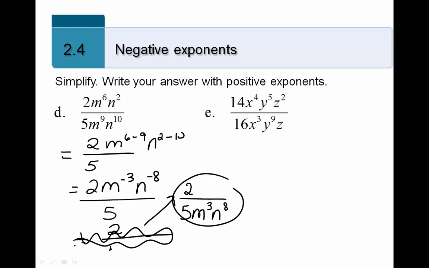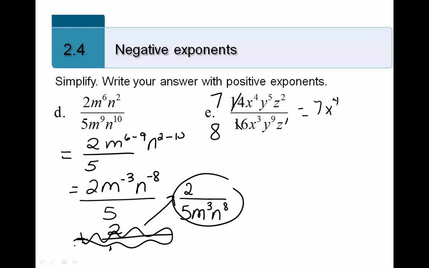All right. Example E. I can reduce 14 sixteenths. I can divide those each by 2. 14 divided by 2 is 7. 16 divided by 2 is 8. And I'm dividing once again, so I'm going to subtract my exponents. So I have a 7. Hopefully I'll have room here.